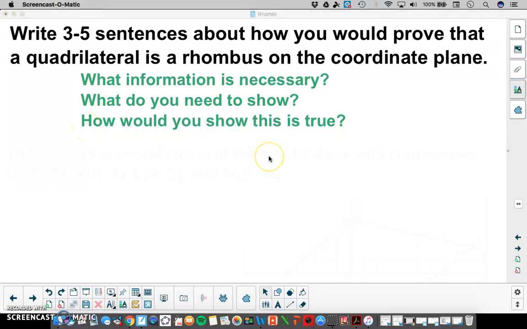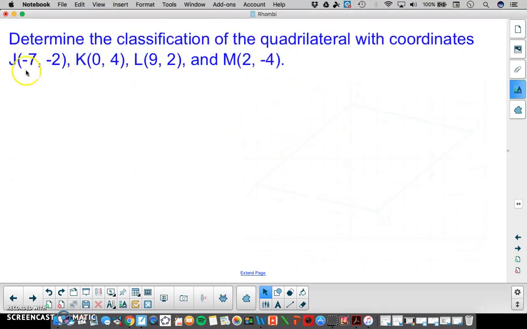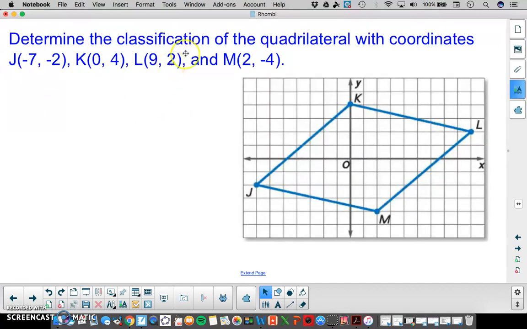After you've written your response, I'd like you to consider the quadrilateral connecting the points J at -7, -2, K at 0, 4, L at 9, 2, and M at 2, -4. And I want you to determine what type of quadrilateral it is. You may end up with more than one classification.